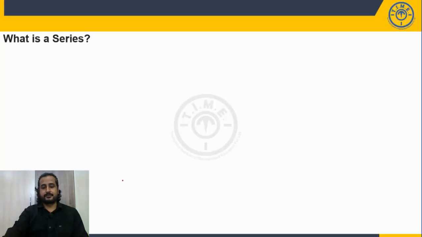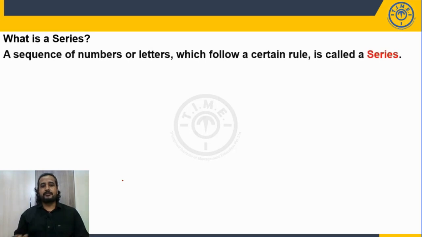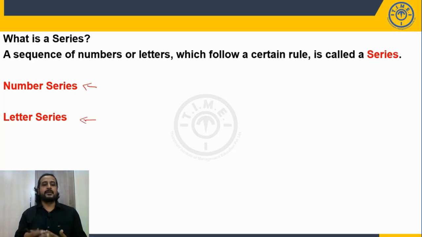What is a series? A sequence of numbers or letters which follow a certain rule is called a series. You will be given a sequence of numbers or letters with a particular rule, and we call it a series. A series may be a number series or a letter series. In this session we will discuss number series basics, and we will have one more session on letter series basics also. So for today we will go with number series basics.